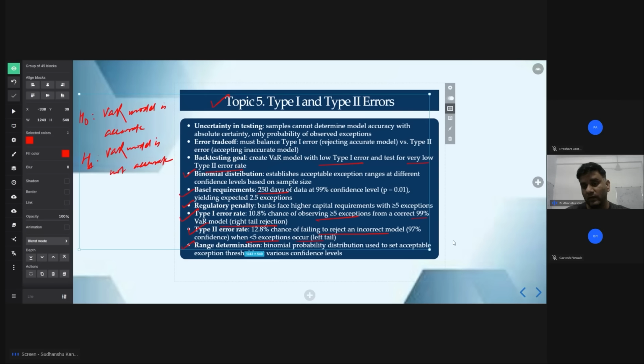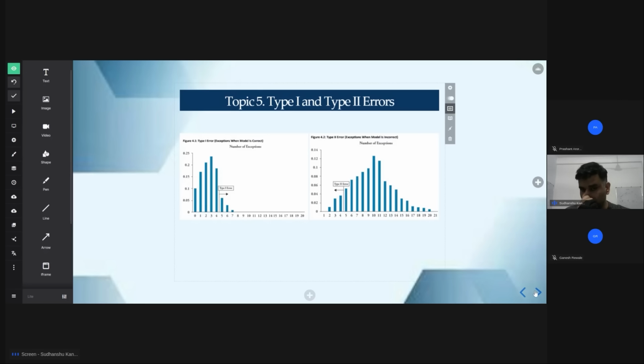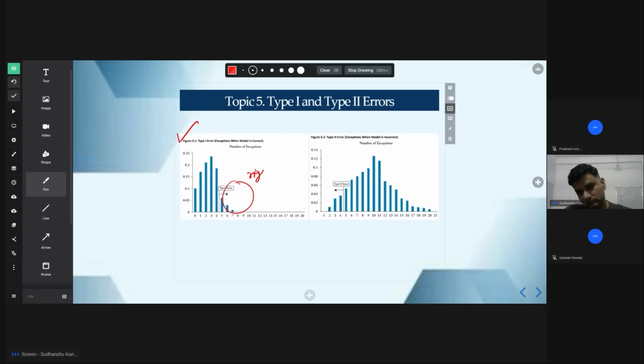If you look at these graphs, you have two charts here, one on the left side and one on the right side. The left side is about type 1 error, which shows exceptions when the model is actually correct at 99%. Most of the probability mass is around 2 to 3 exceptions, but sometimes due to randomness you might get 5 exceptions also. That is type 1 error: you wrongly reject a good model. You are in the right tail of the distribution, guys. This is the right tail, this is your type 1. With too many exceptions, you think the model failed when it actually didn't.